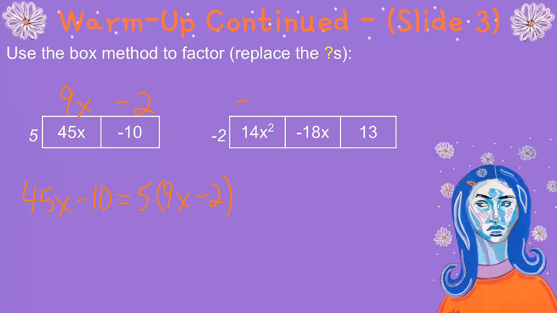Negative 2 times negative 7x squared will give us 14x squared. Negative 2 times 9x will give us negative 18x. And negative 2 times negative 6.5 will give us 13. Now, we don't often get a decimal, but it's possible. There are situations where we do that. Questions on that one?